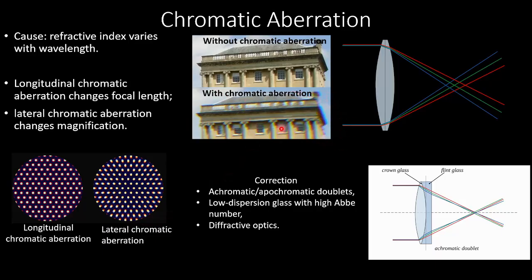So how do we correct it? We correct chromatic aberration using achromatic doublets, apochromatic lenses, low dispersion materials with a high Abbe number, and diffractive optics.